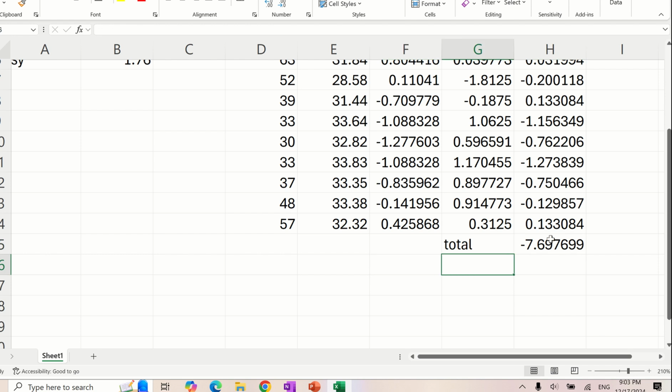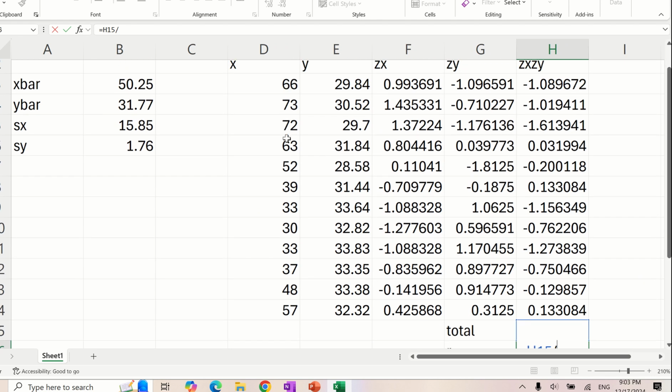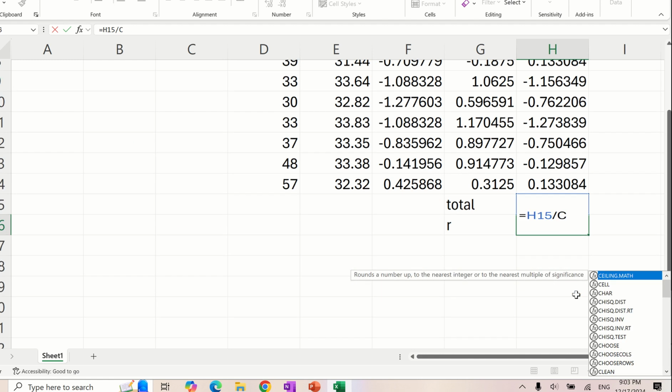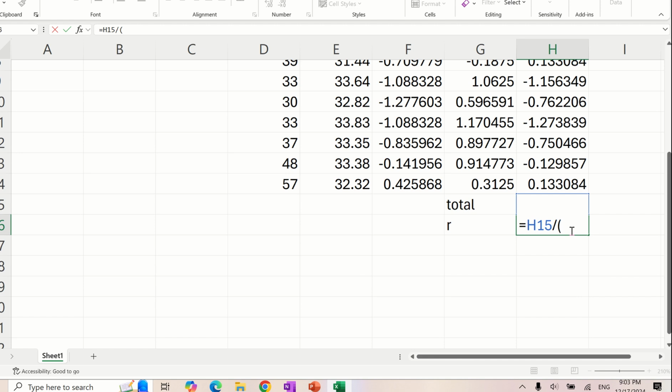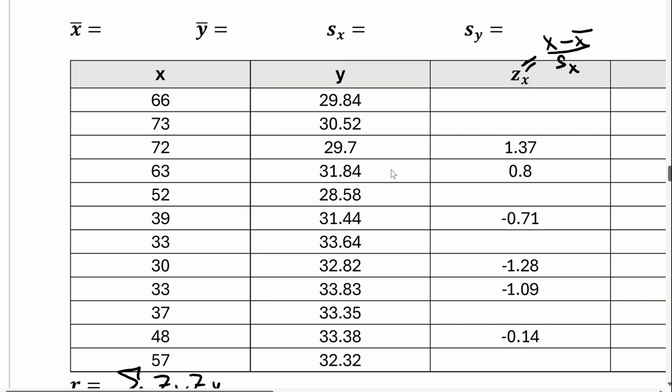Then you take that number to get your R. You take that number and you divide by n minus 1. Well, how many numbers do I have? I have 12 numbers. 1, 2, 3, 4, 5, 6, 7, 8, 9, 10, 11, 12. So my n is equal to 12. Okay? So I'm going to divide by 12 minus 1. Or 12 minus 1 is just 11, right? So I'm just going to divide by 11. Okay? And that's my R. Well, let me go back so I could show you this part.